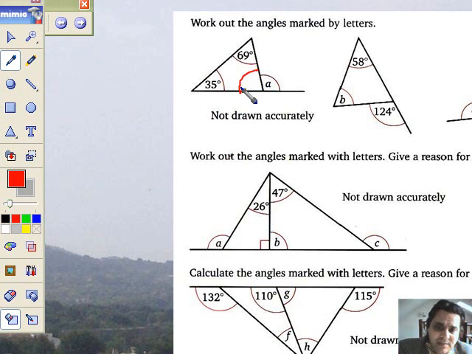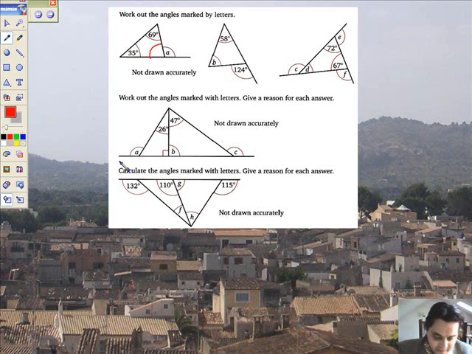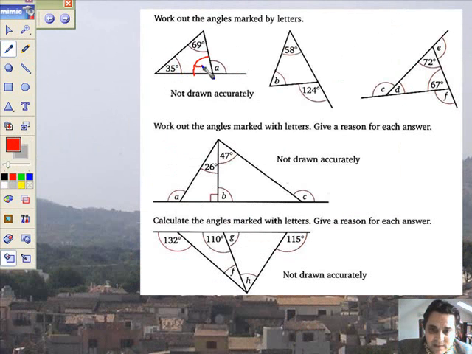We do know that this part of the triangle must be 180, take away these two. So I'll do that for you. So 180, take away, let's get this out of the way, take away 69, take away 35, so that gives us 76. I'll make it fit in there, and look, we're on a straight line, so A is going to be 180, take away that 76, which will give us 104 degrees.